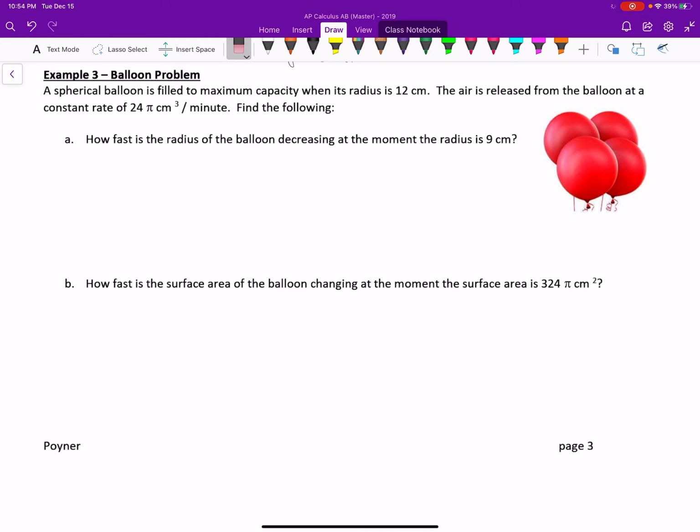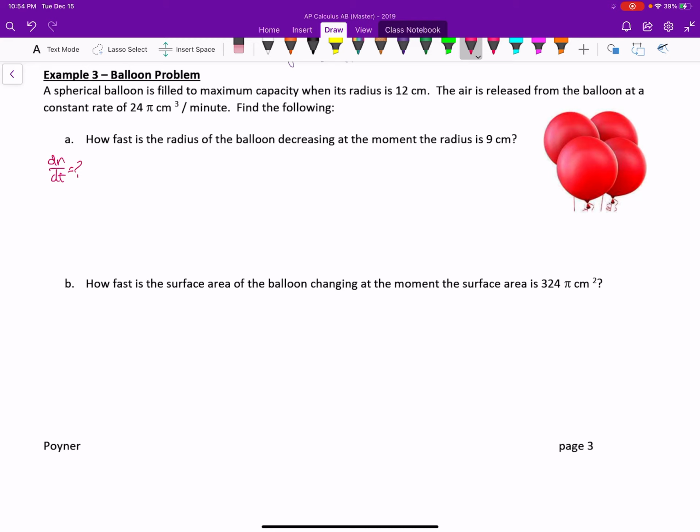Find the following. How fast is the radius of the balloon decreasing? Just a little aside here. I'm trying to find dr/dt then. That's the question mark here. Decreasing at the moment the radius is 9 centimeters.